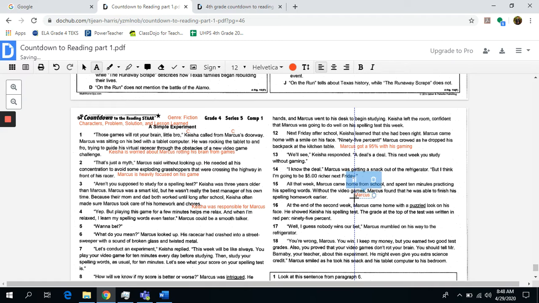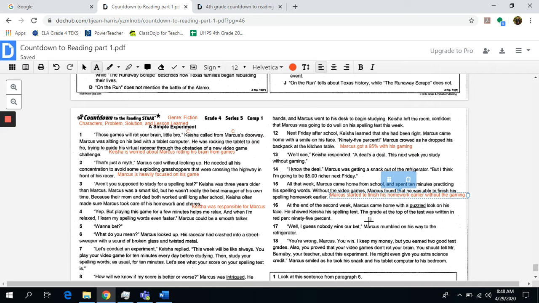So we can write here that Marcus started his homework earlier without gaming. At the end of the second week, Marcus came home with a puzzled look on his face. He showed Keisha his spelling test. The grade at the top of the test was written in red pen, 95%.